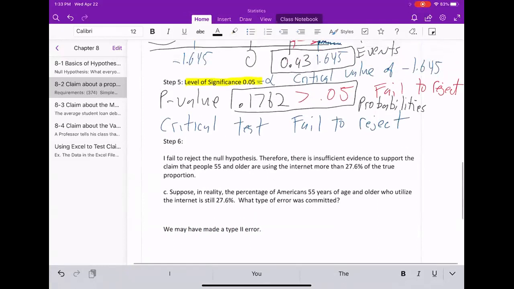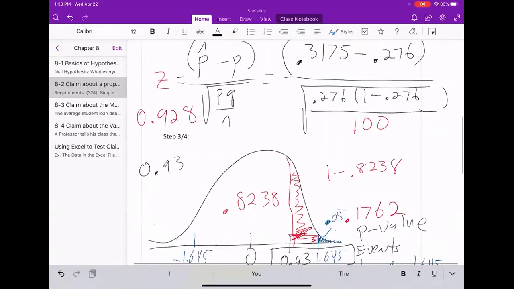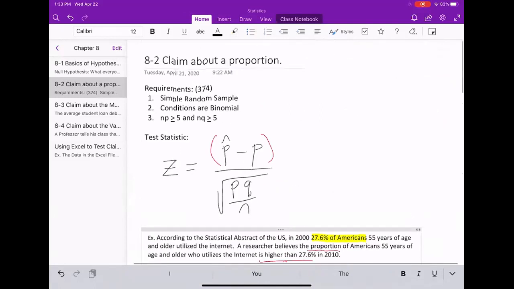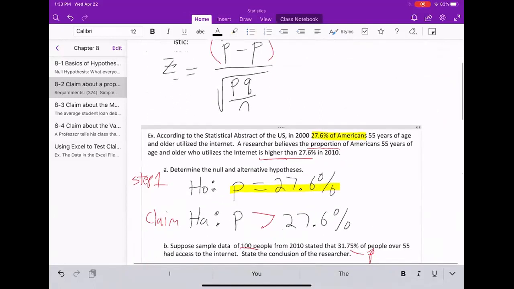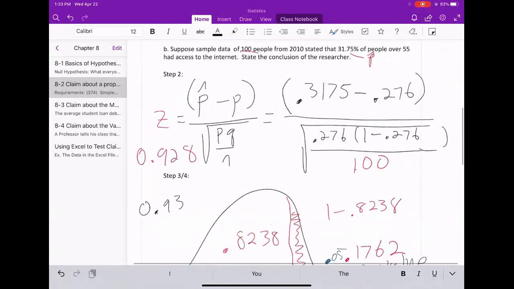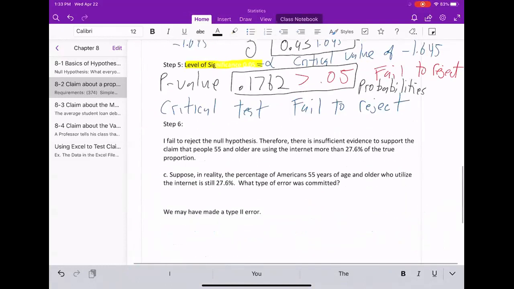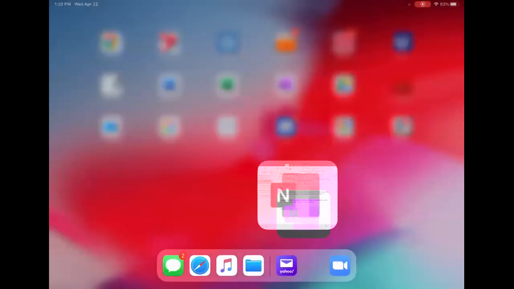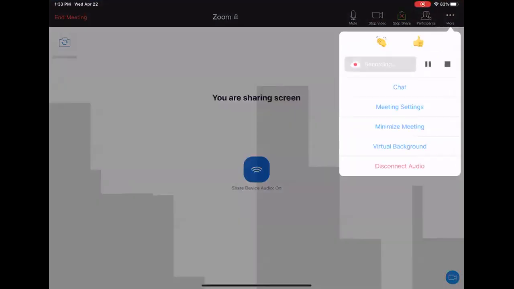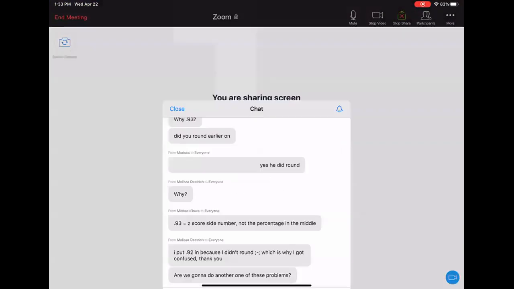So there is a complete example of doing a hypothesis test. Any questions on the calculations that we have done here? And I'll go back to Zoom since my chats are not popping up and see if anyone has any chat questions. I do not see any.